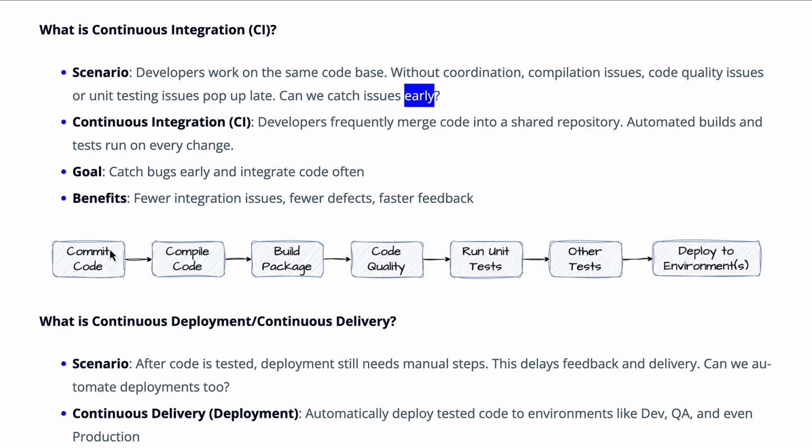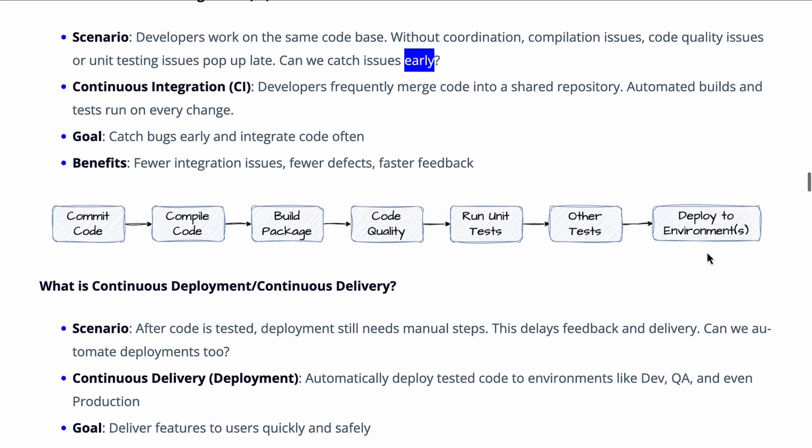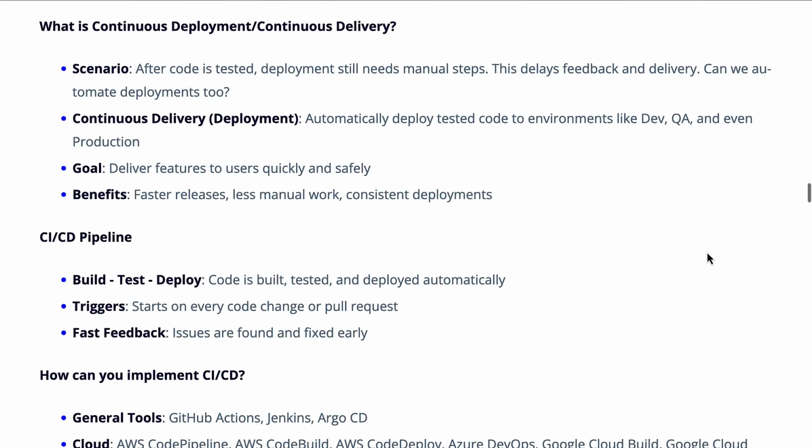So as soon as something is committed into version control, can I compile code? Can I build the package? Can I do code quality checks? Can I run unit tests and any other tests? That's the goal of continuous integration, to catch bugs early and integrate code often. So you'll have fewer integration issues, fewer defects, and faster feedback. Now, where is the next step done? Deploying into environments. That's done during continuous deployment or continuous delivery.